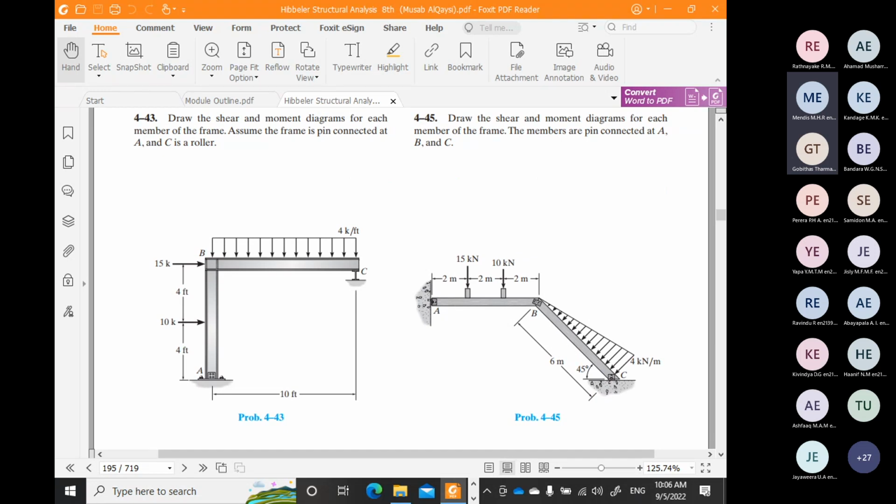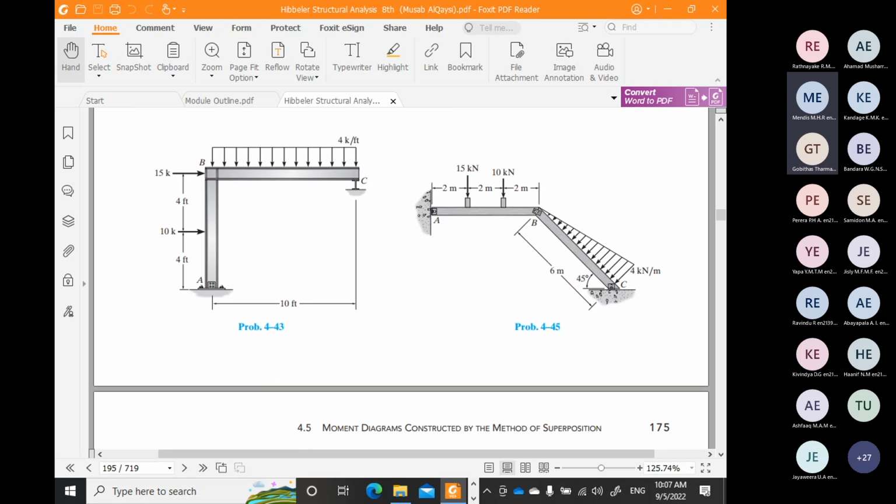Now let us take this one. So the question is, draw the shear and moment diagram for each member of the frame. Members are pin connected at A, B, C. So A is a pin, B is a pin and C is a pin. Okay, so let us take this.